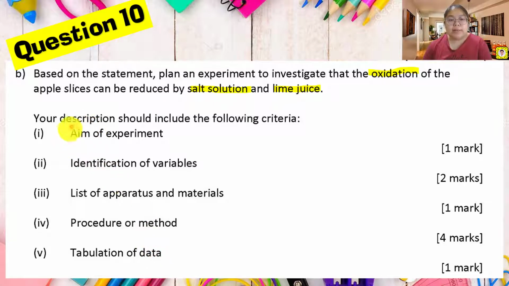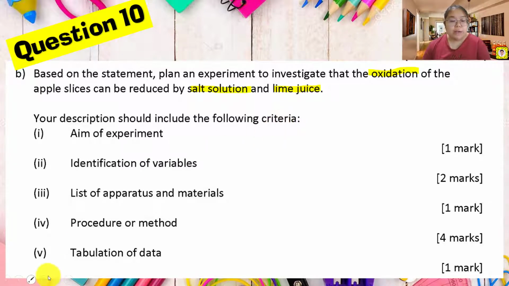Now let's start with the aim. For the aim, we normally start with the words 'to investigate'. From this statement, what do we want to investigate? We just want to investigate the apple slices when you put them inside the salt solution and also lime juice. Another one should be the original, just put on the paper, and we see what happened. So this is what we need to look at.